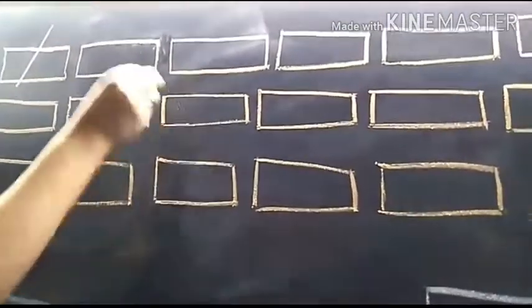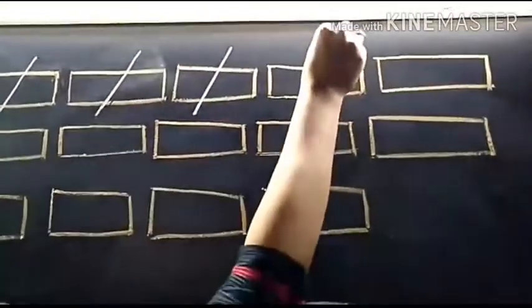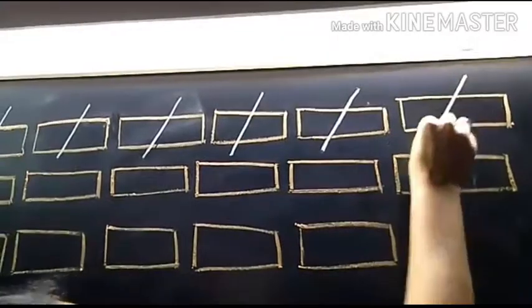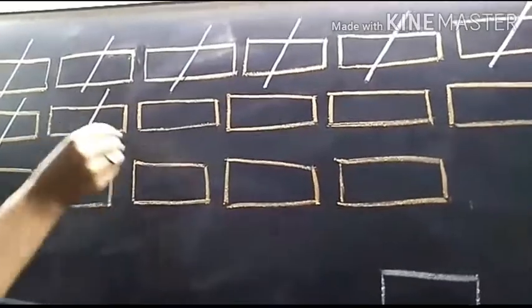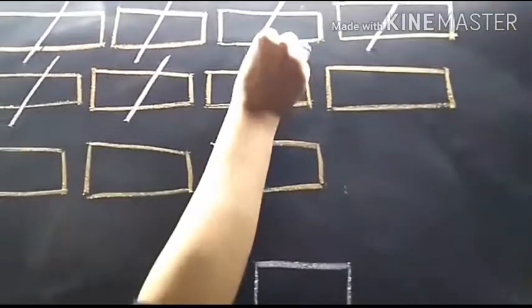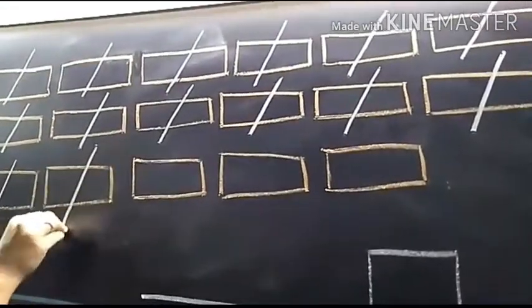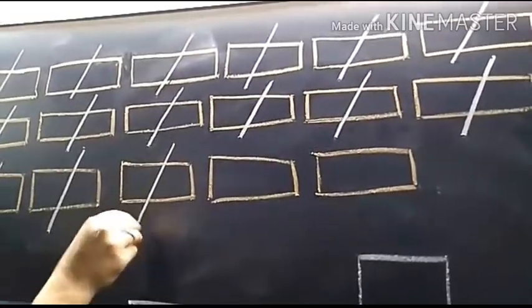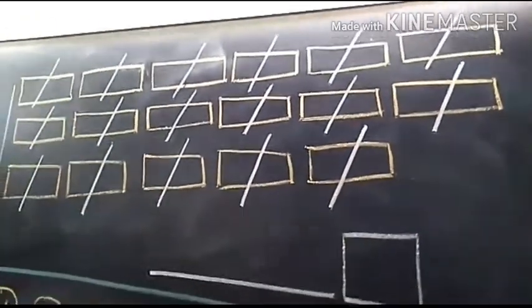1, 2, 3, 4, 5, 6, 7, 8, 9, 10, 11, 12, 13, 14, 15, 16 and 17. So how many bricks are there?